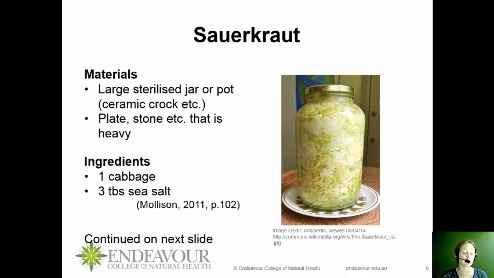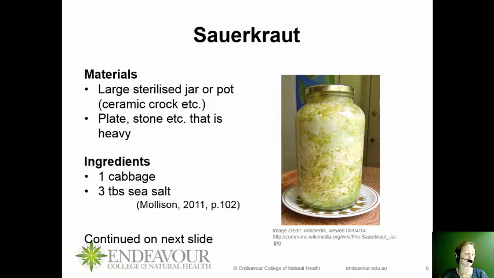Start with one cabbage just while you're playing around with it, but when you get used to it and you start consuming a lot of it, or you start giving it away as presents to people, you can make as much as you want in one batch. So one cabbage to about 3 tablespoons of sea salt, and that's a rough guide. You'll get better at tasting things and thinking, oh, do I need a bit more or not?